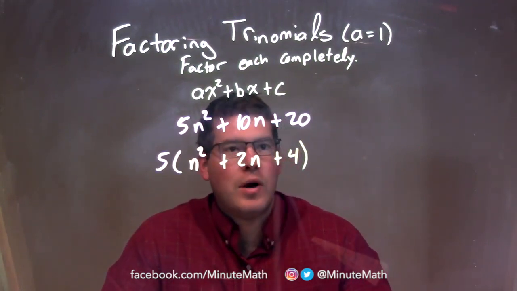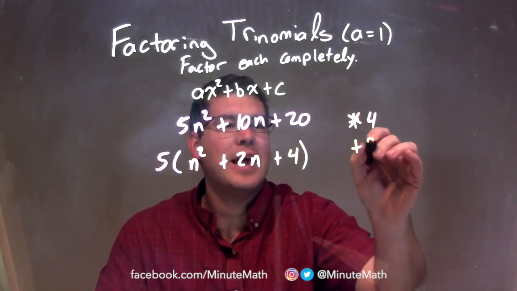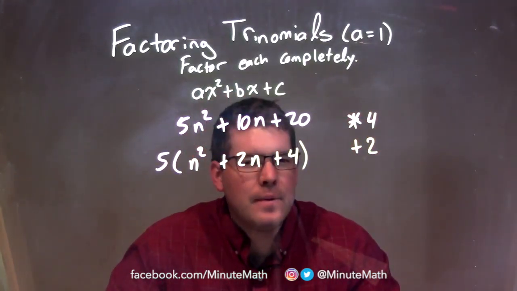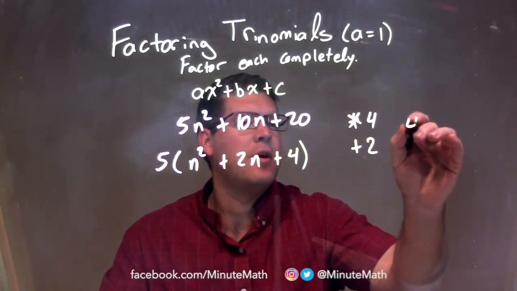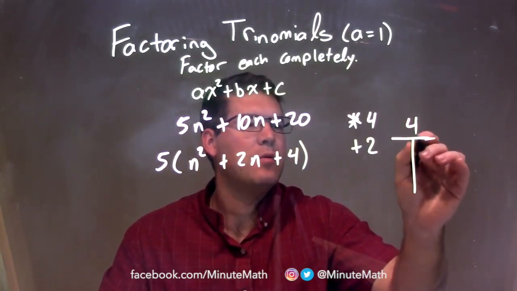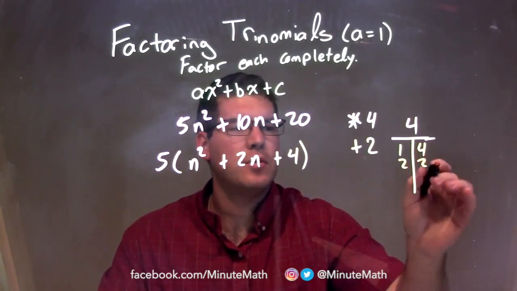So we have to ask ourselves the question now: what multiplies to be a 4, but adds to be a 2? This was a little tricky. Let's make a table of all the numbers that multiply to equal 4, all the two numbers here. Well, 1 and 4 equal 4. 2 and 2 equal 4.